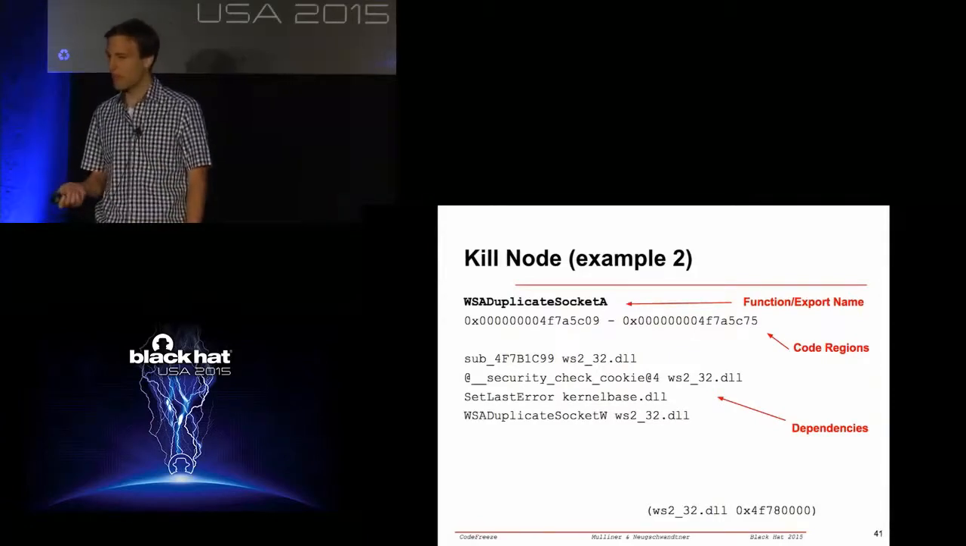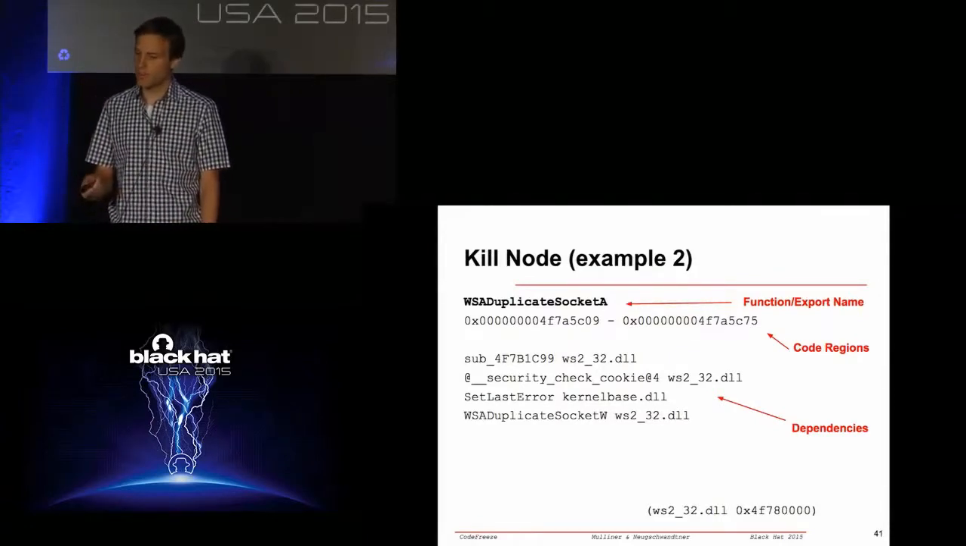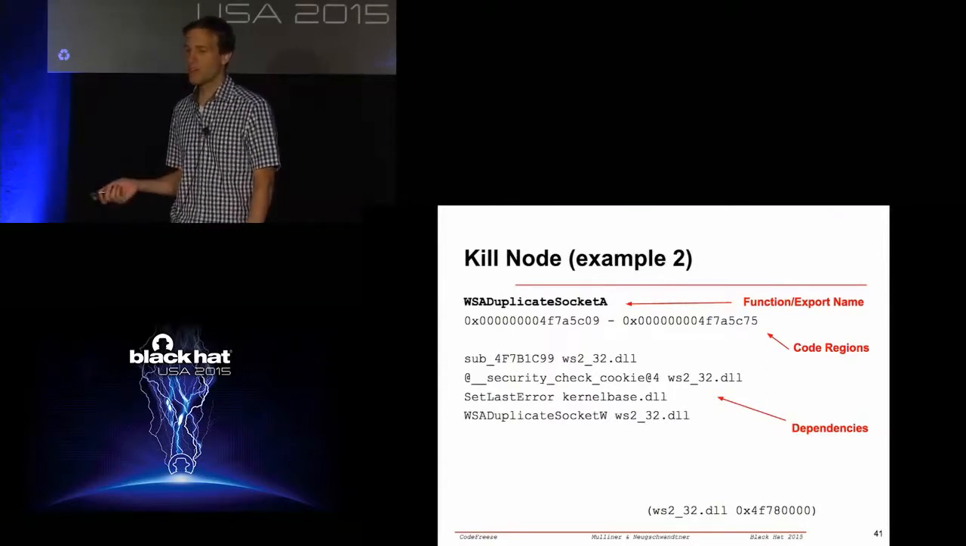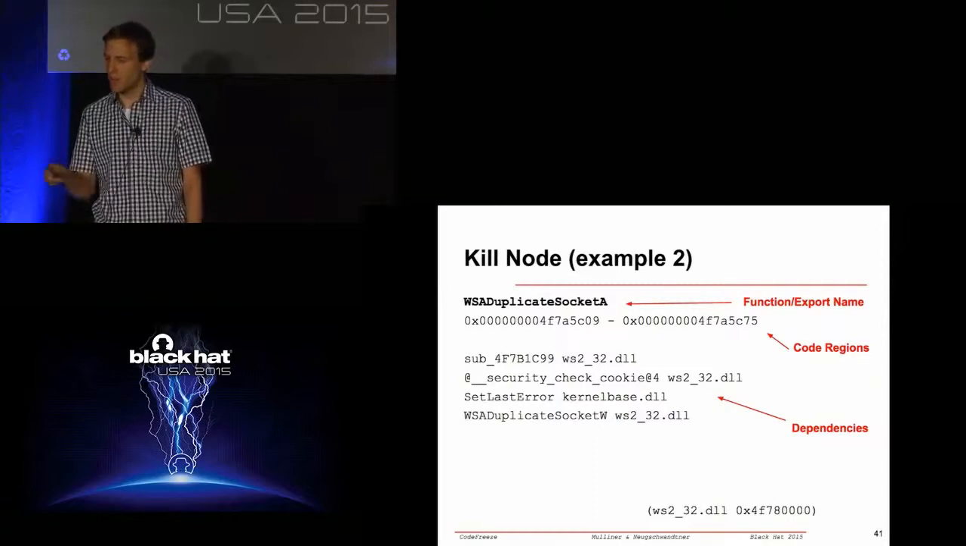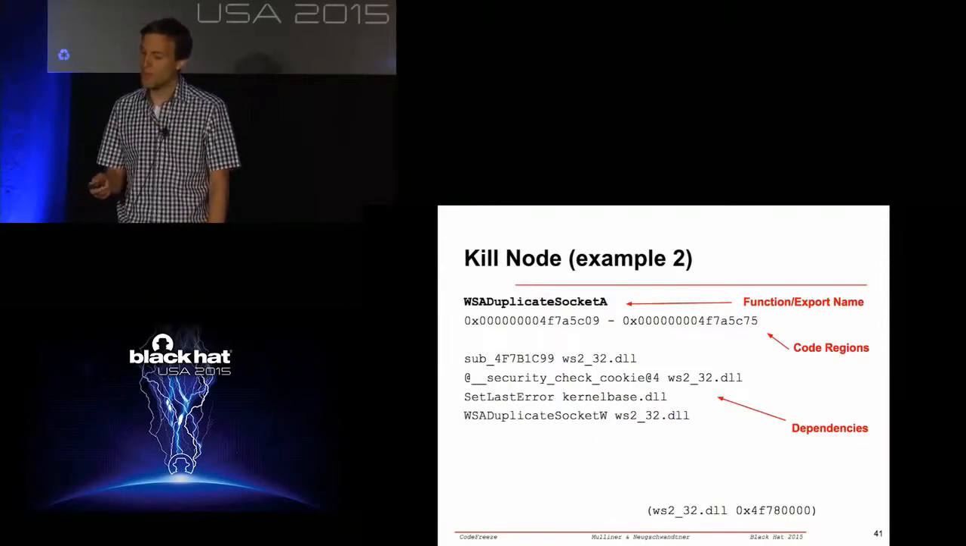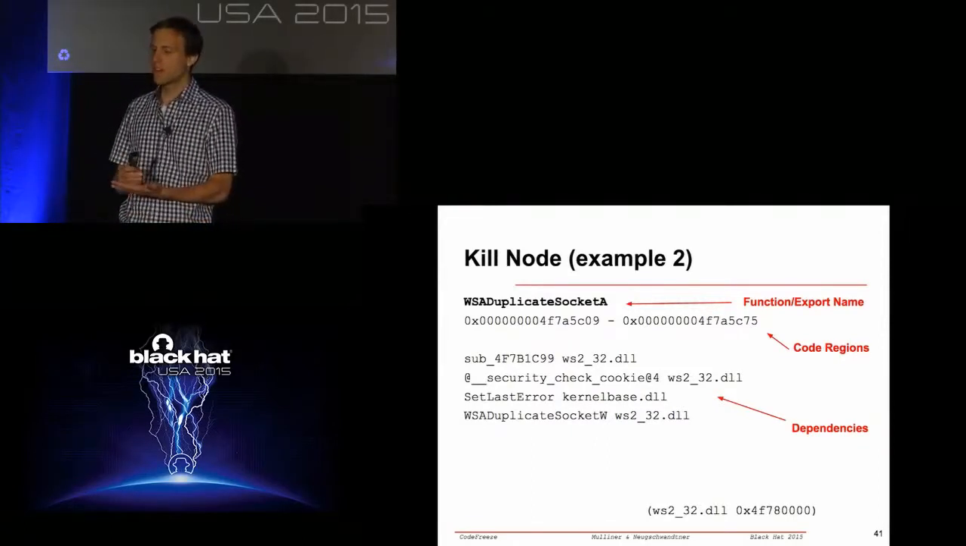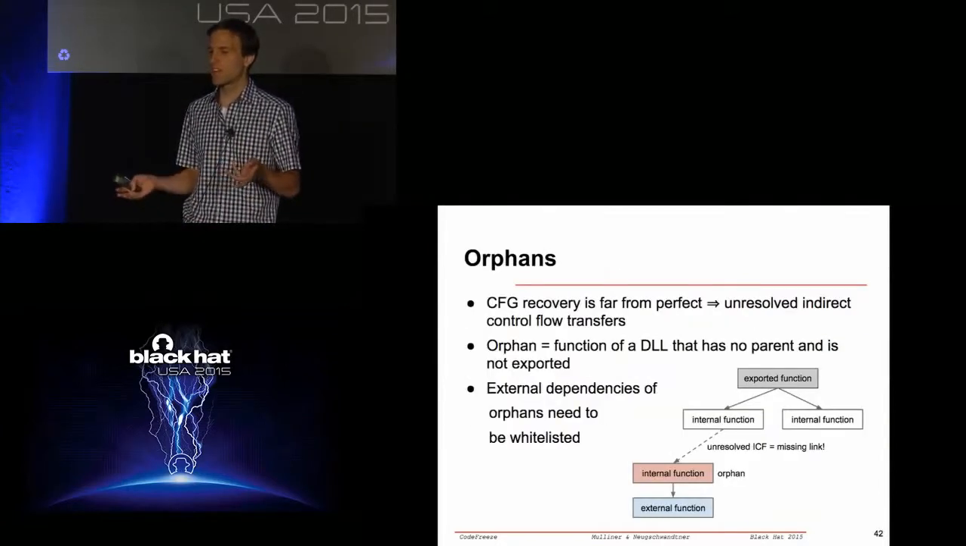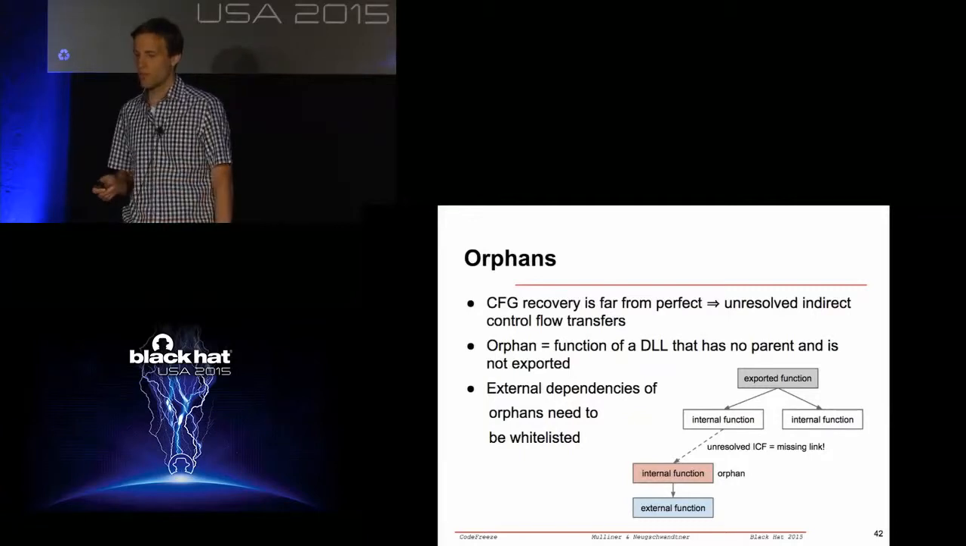Then we also have a second example here. This is from WinSock, the networking API of Windows. We have DuplicateSocketA, and we only have a small code region here. What we also have in this case is internal references. If there's a sub-function used within the DLL, we also list it here so that we can refer to it.